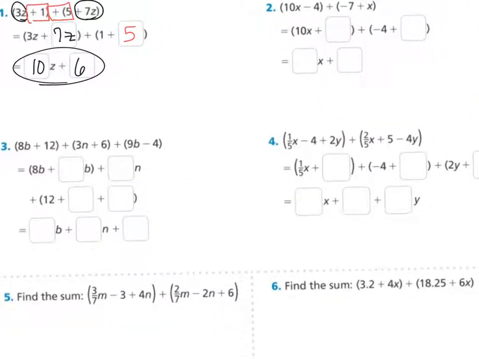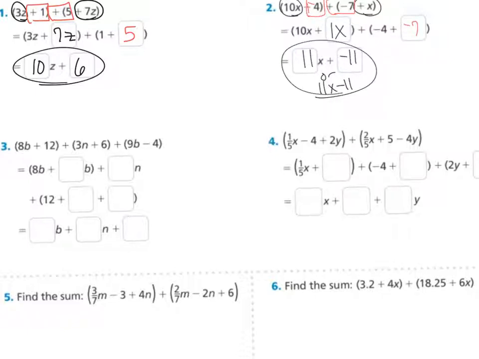Similar picture here. So they went ahead and got their x terms next to each other. This one you might want to add the opposite on. We need to see that as like a negative 4 plus a negative 7. This x, we can put a 1 in front of that. 10x plus 1x would be 11x. And then negative 4 plus negative 7 would be negative 11. So 11x plus negative 11, or 11x minus 11, would be the same thing.